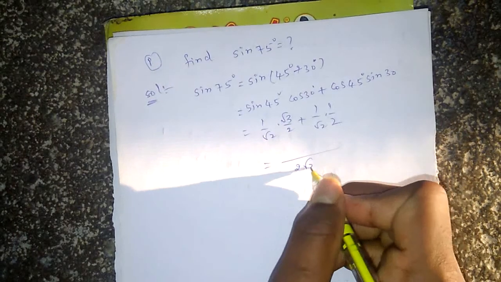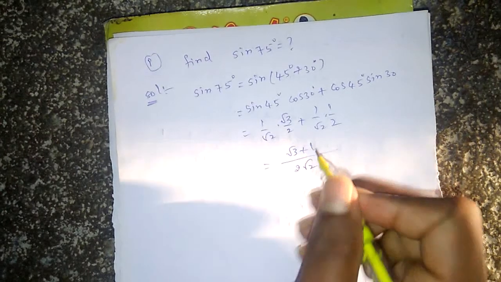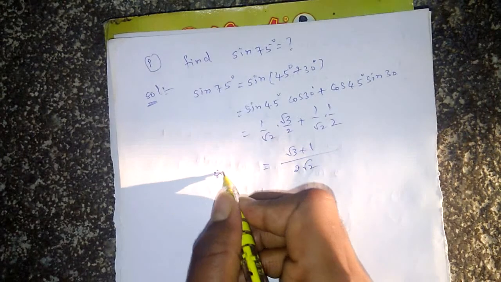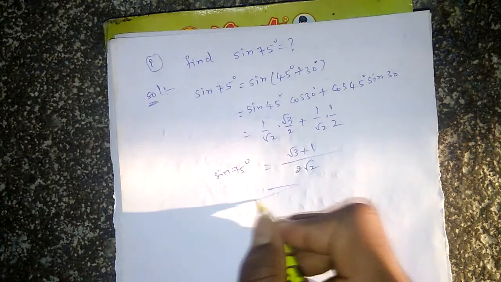So 2 root 2 is LCM, that is root 3 plus 1 by 2 root 2. That is the value of sin 75 degrees.